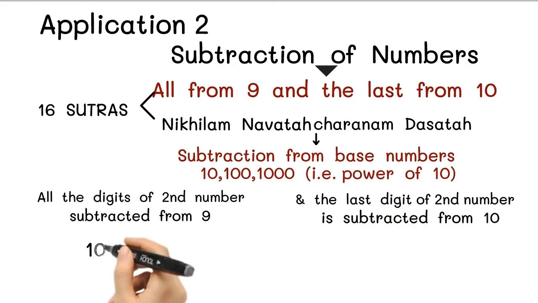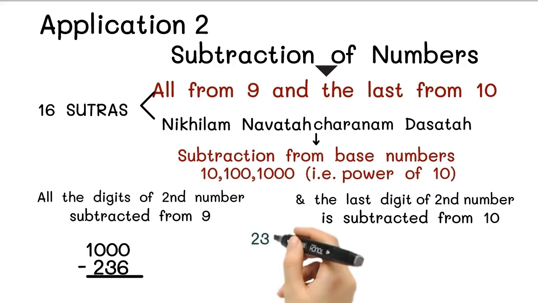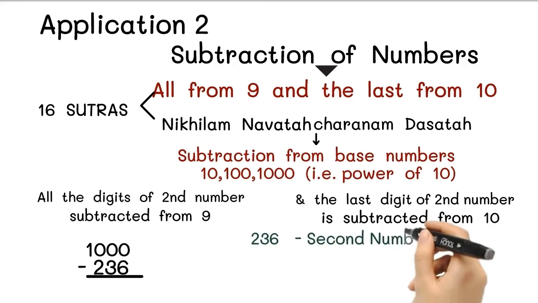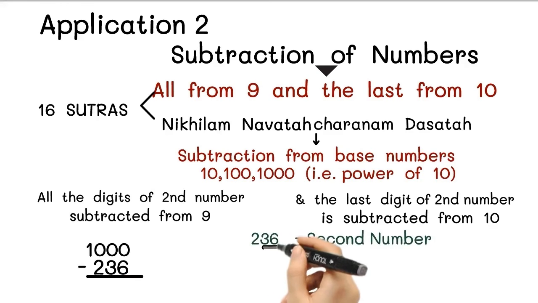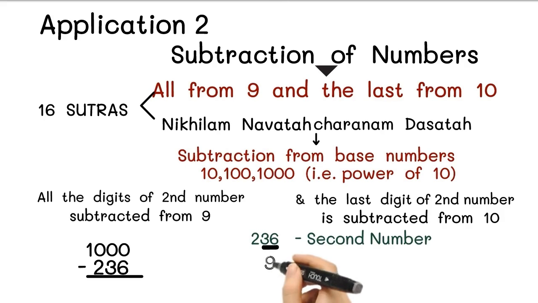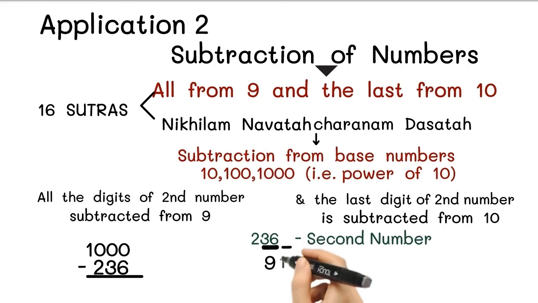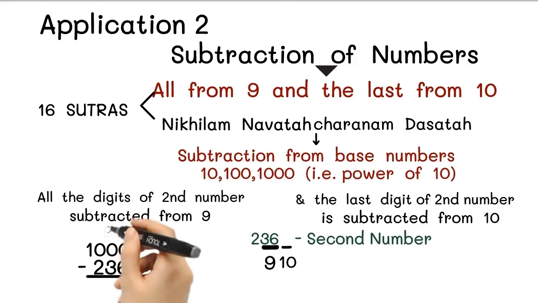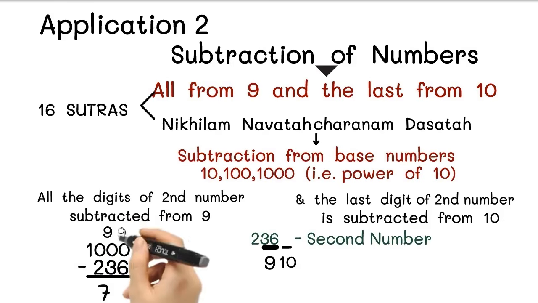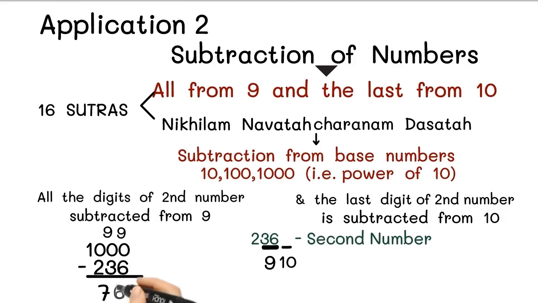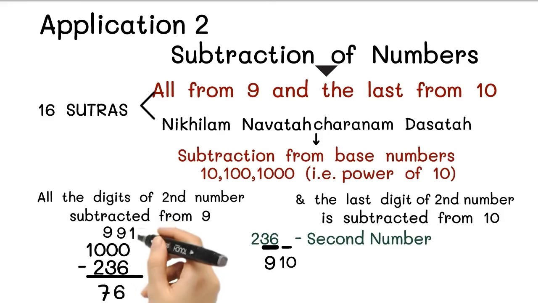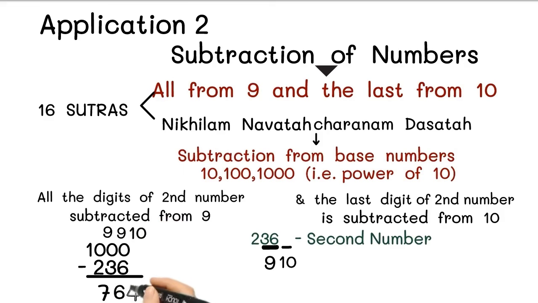Let us take an example on it. 1000 minus 236. Here, the second number is 236. So, except the last digit 6, we will subtract the remaining 2 digits, 2 and 3, from 9, and 6 we will subtract from 10. So, let us solve it. 9 minus 2 equals 7, 9 minus 3 equals 6, and 10 minus 6 equals 4. So in this way, we got the answer 764. So in this way, you can find the answer by using this Nikhilam Sutra.